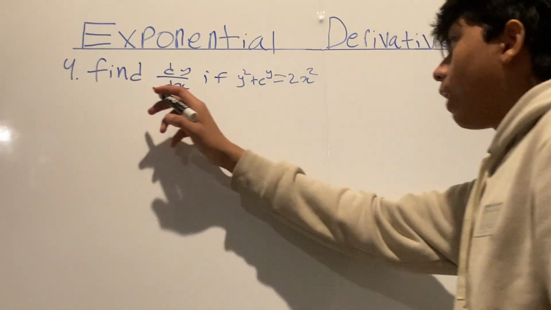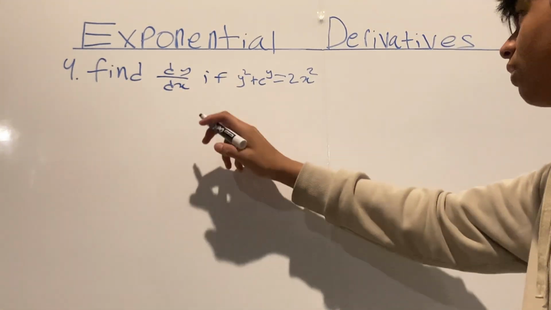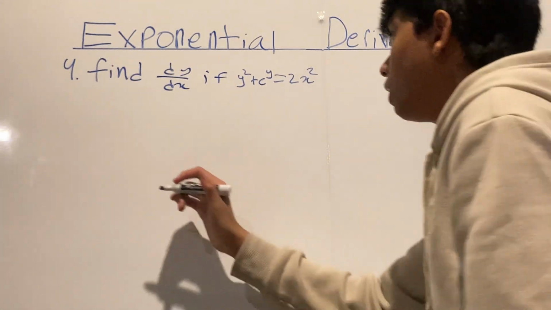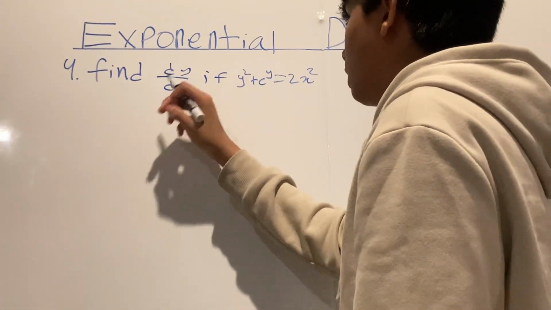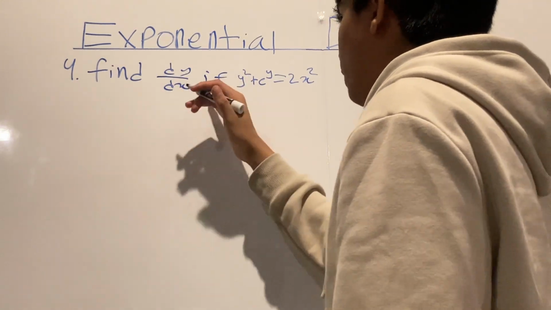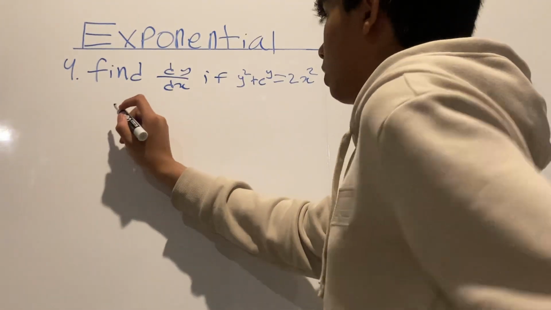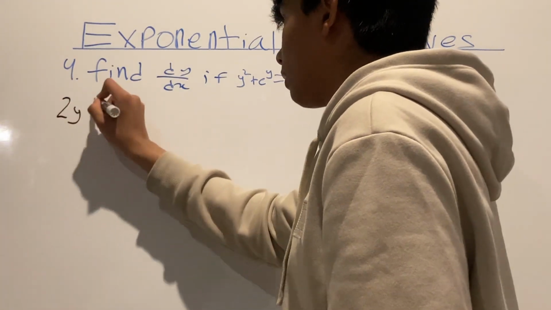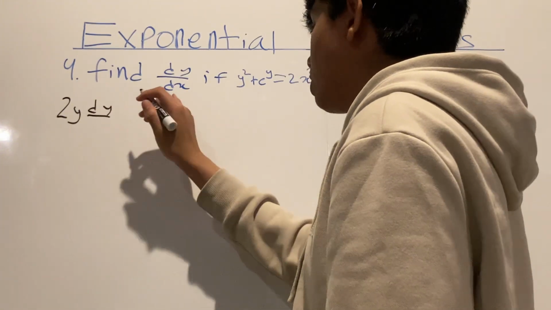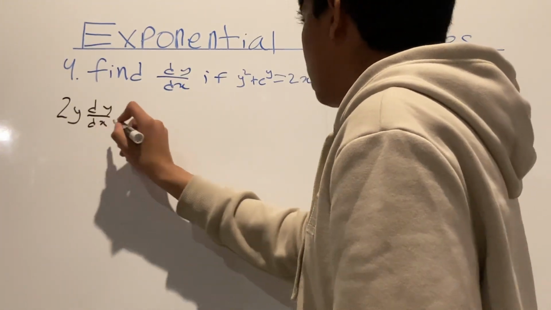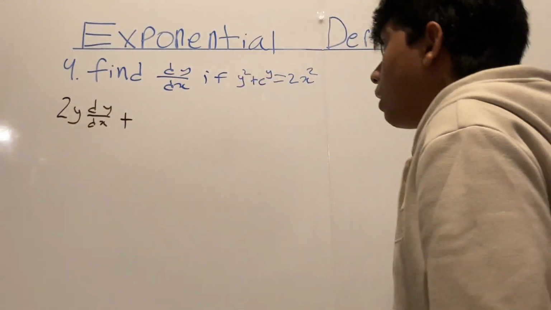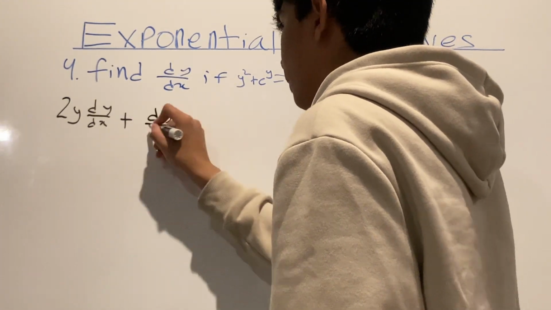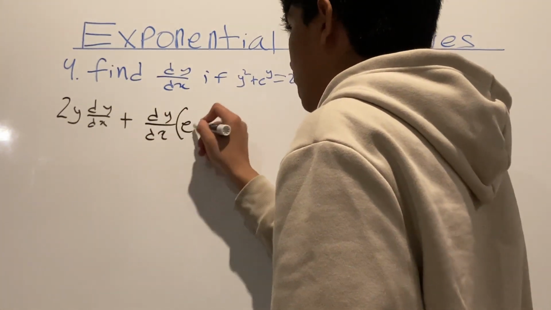Okay, number 4, we have find dy/dx if y squared plus e to the y equals 2x squared. So basically they're asking to isolate dy/dx. So to do that, let's find the derivative of this entire equation. So the derivative of y squared is just 2y dy/dx, because we're differentiating with respect to x, plus e to the y. Now the derivative of e to the y is just going to be dy/dx times e to the y.